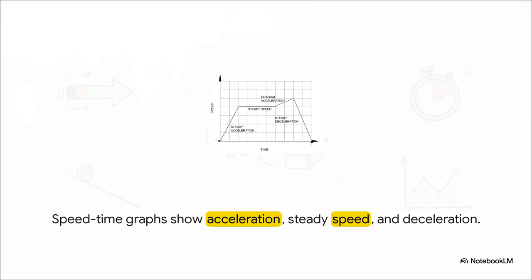Now, speed time graphs look incredibly similar at first glance, but pay attention here because the rules change completely. On these, speed is on the vertical axis. So an upward slope means speed is increasing, which is acceleration. A horizontal flat line doesn't mean it's stopped anymore, it means it's cruising at a constant, steady speed. And a downward slope means it's slowing down or decelerating. Seriously, always check those axis labels.